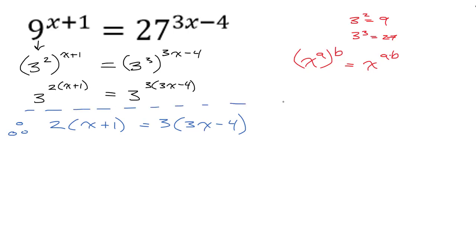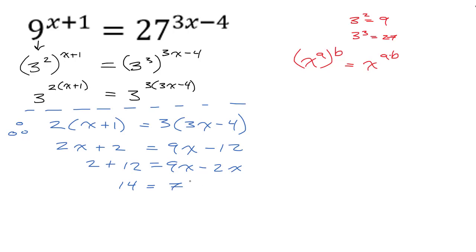All right, so now this is another linear one with just some basic distribution to do. So 2 times x, 2 times 1, 3 times 3x, 3 times negative 4. Collect up all your terms on one side. I'm just going to leave the 9x here and subtract 2x. I'm going to leave the 2 here and add 12. I have 14 equals 7x. Divide both sides by 7, and we end up getting x equals 2. There's your solution.